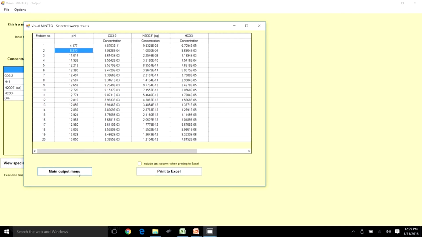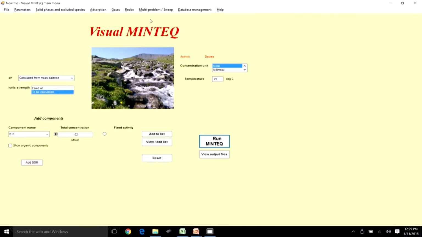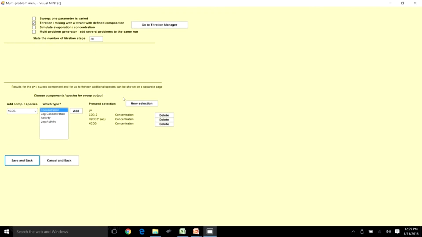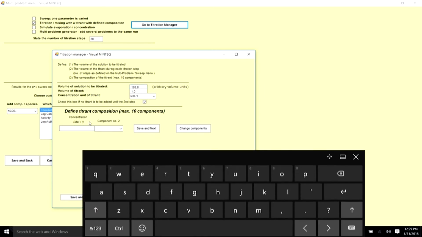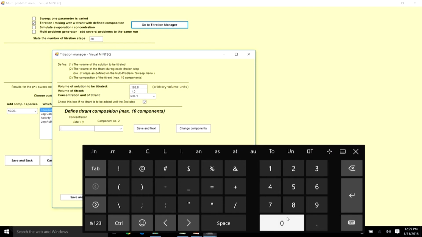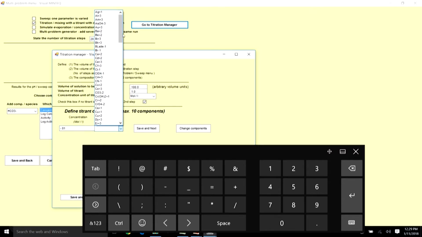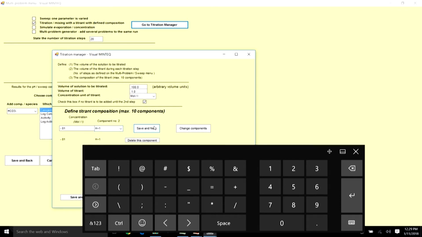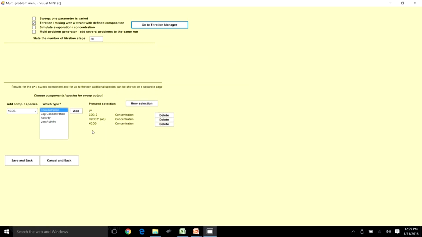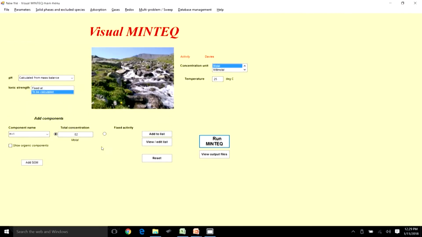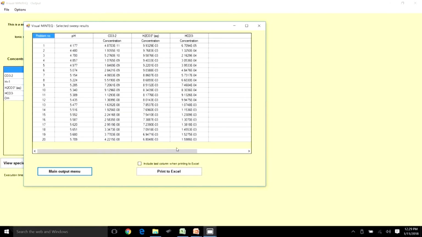So, again I am going to move back to the input menu and change that. I am going to delete this and enter 0.01, let us say, but it is a negative value, right, minus. Again, what is it of? It is of H plus. Again save and next, and this is what we missed earlier, save and back, and everything else is going to be the same. Save and back and run MINTEQ, and let us look at the sweep results.